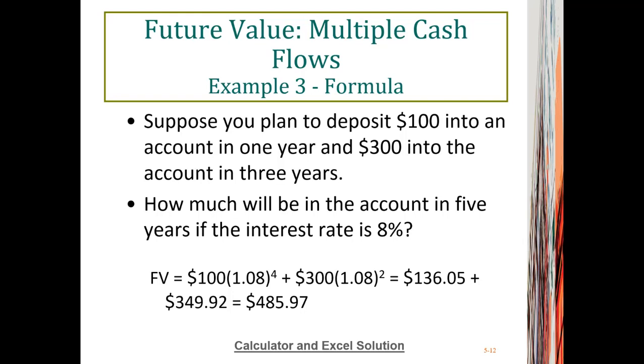So the time frame is 5 years. And on the timeline, you can count, okay, there are 4 years between year 1 and year 5. Therefore, you need to compound it 4 times. And there's a 2-year difference between year 3 and year 5. Therefore, you need to compound that $300 twice. And for compounding, you use 8% as the interest rate.